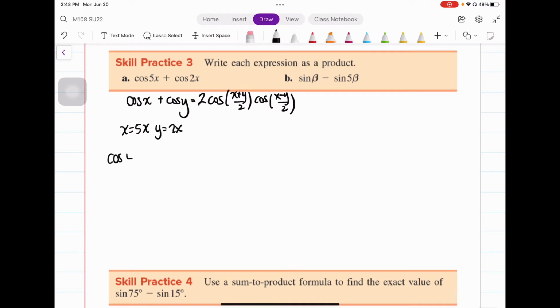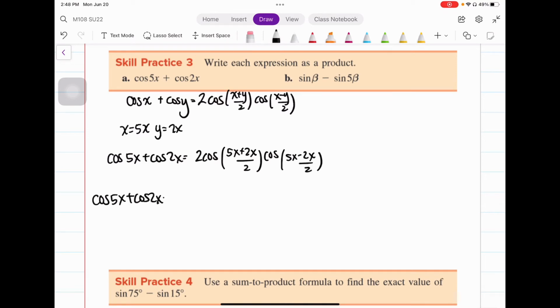The cosine 5x plus cosine 2x is equal to 2 cosine 5x plus 2x over 2 cosine 5x minus 2x over 2. Cosine 5x plus cosine 2x is equal to 2 cosine 7x over 2 cosine 3x over 2.